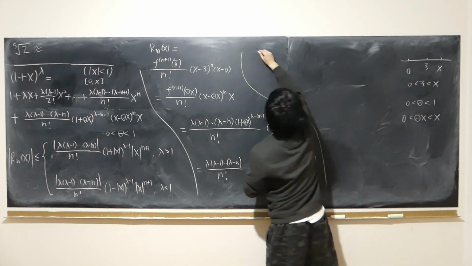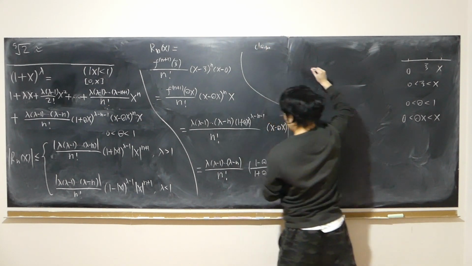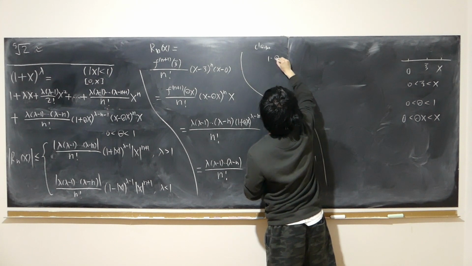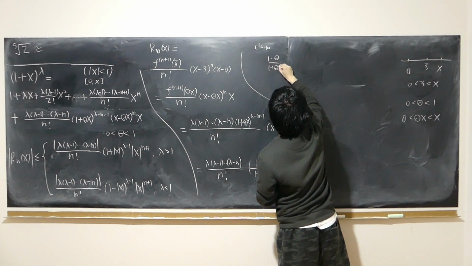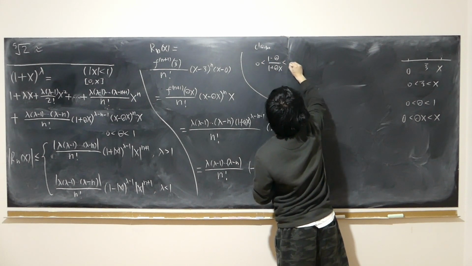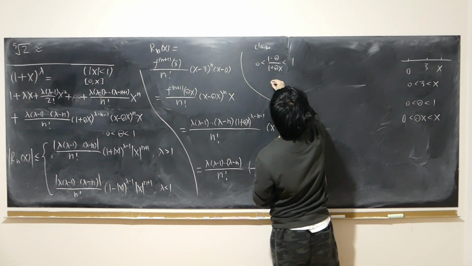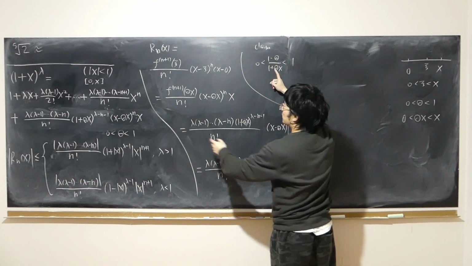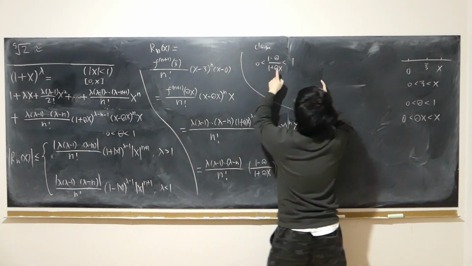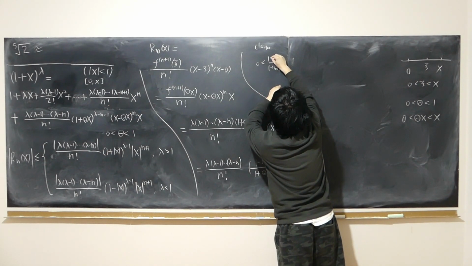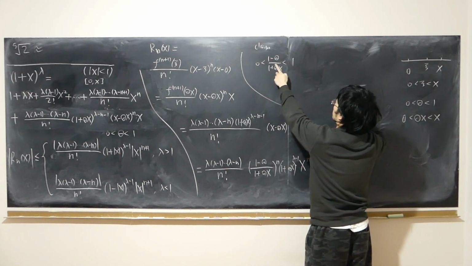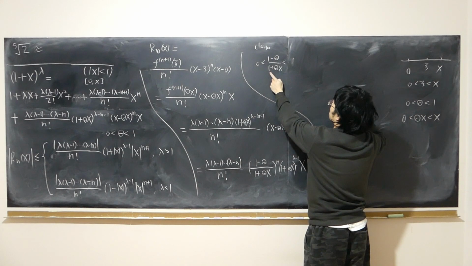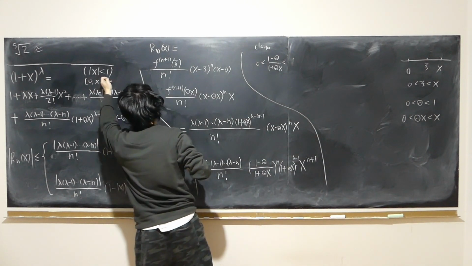So first of all, 1 minus theta over 1 plus theta x has to be bigger than 0 and less than 1. The reason is that theta is between 0 and 1, so 1 minus theta must be positive. Then of course, 1 plus theta x, because x is in between negative 1 and 1.